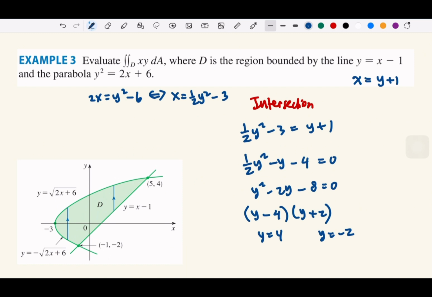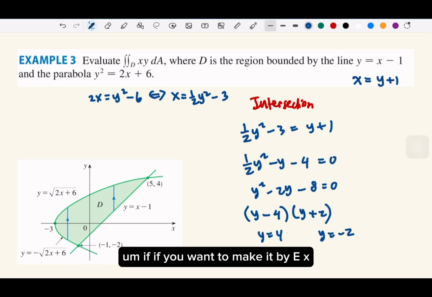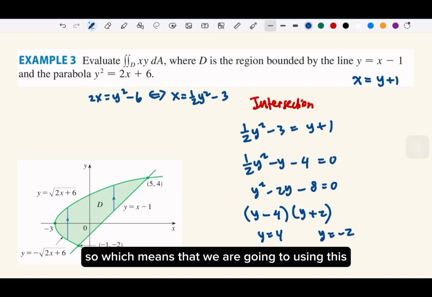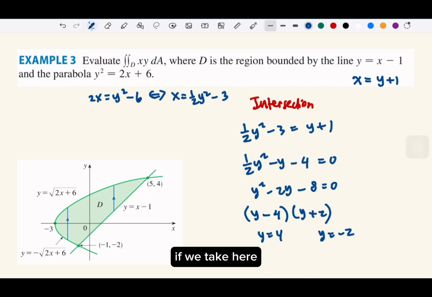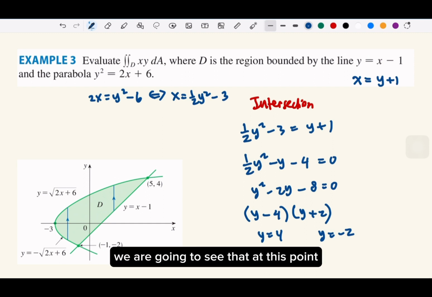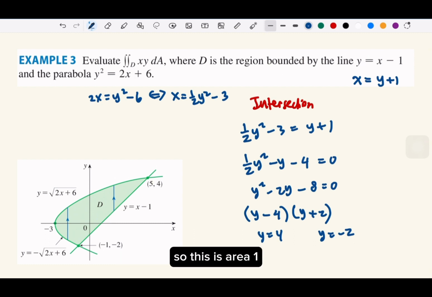Okay, and then if we want to make it dy dx, there will be a problem which we are going to try to solve. For example, if we take here, we are going to see that at this point this will become 2 areas. So this is area 1, this is area 2. In area 1, this is the same curve, right? The same curve. So the top and the bottom, they are the same curve.